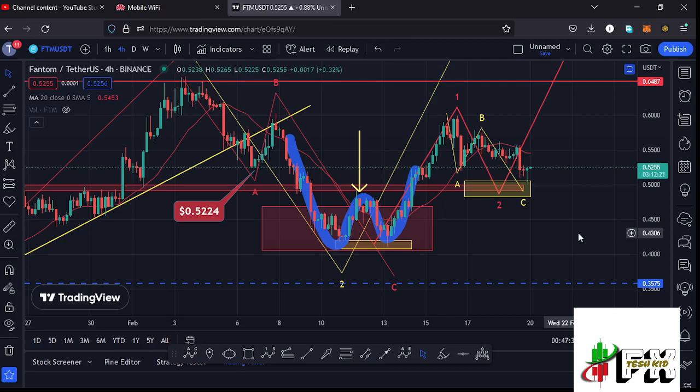latest developments that have been happening here on the Fantom chart, which at the time of this recording has continued to hold above a key area of support at around the $0.5 mark, and at the time of this recording we're also trading below the 20-day MA, and that is acting as resistance here on the 4-hour chart.